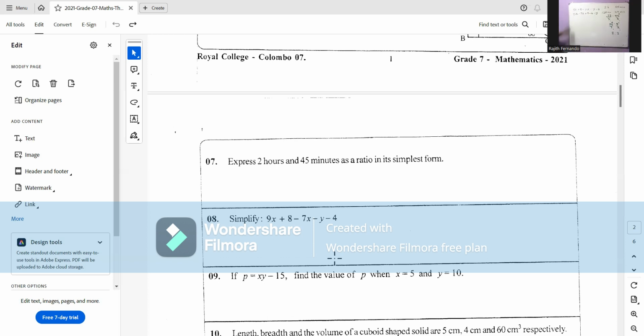I rearrange these terms with the equal terms. Then 9x minus 7x is 2x. Then plus 8 minus 4, that is plus 4, and minus y. Because we normally put numbers at the right end, you can say 2x minus y plus 4. In both ways you are right.